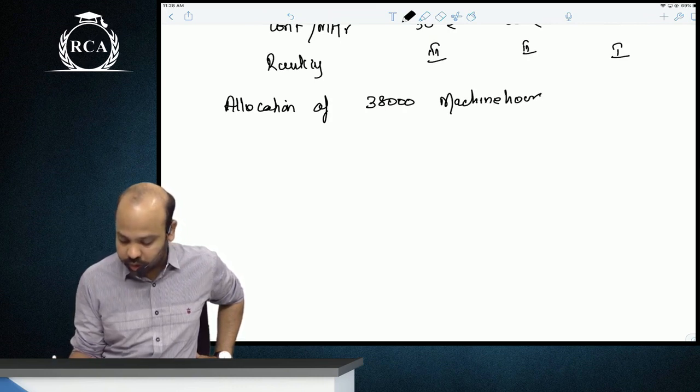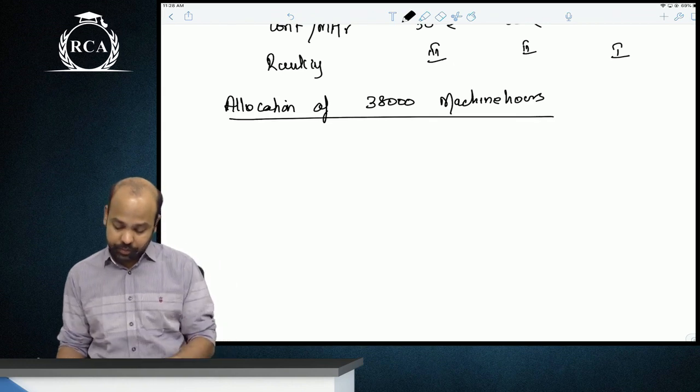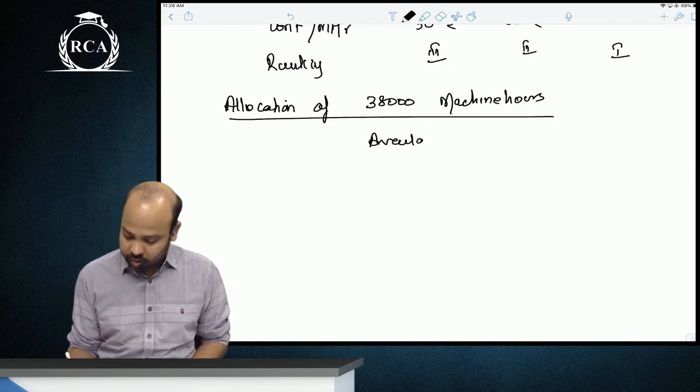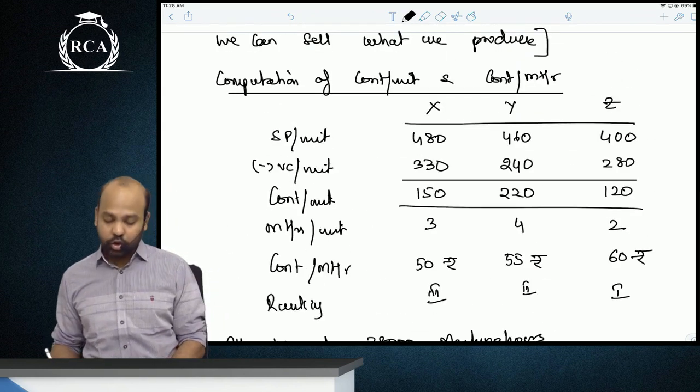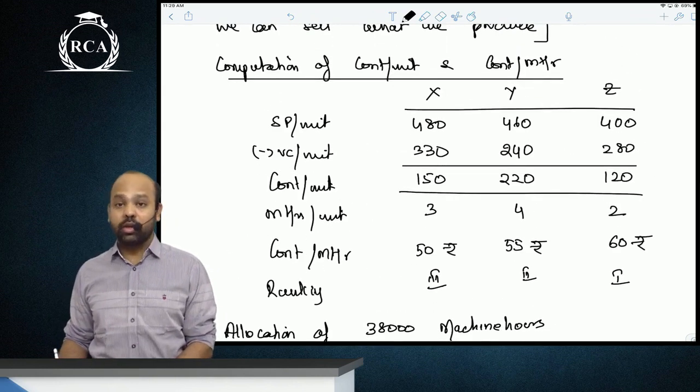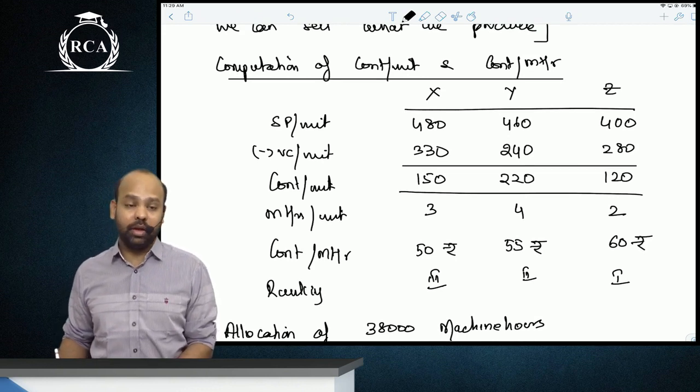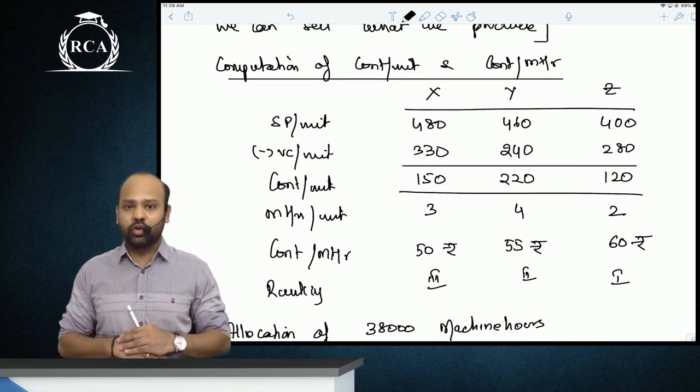Allocation of 38,000 machine hours, beta. Available is 38,000. First preference, guys. I hope you've all copied this. Just in case you're not done with it, you know better that you can pause and copy. Okay. This was just computation of contribution per unit and contribution per machine hour.